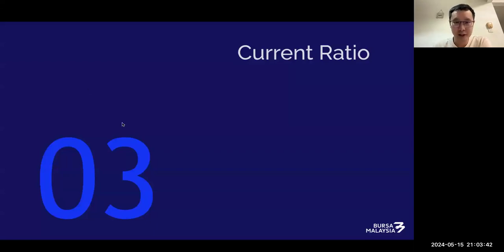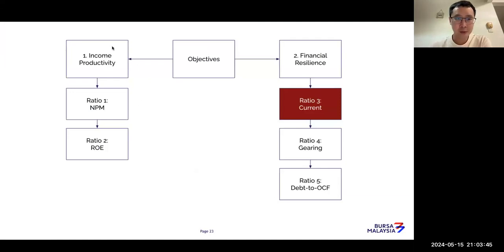Okay, so just now we have actually done part 1, whereby it's all about income productivity. That one we measure based on net profit margin as well as return on equity. Next, we are going to do financial resilience, which means whether or not it has a strong balance sheet to actually survive and thrive despite all uncertainties. So this is actually a very defensive move because you want a business that is very solid when it comes to its finances.